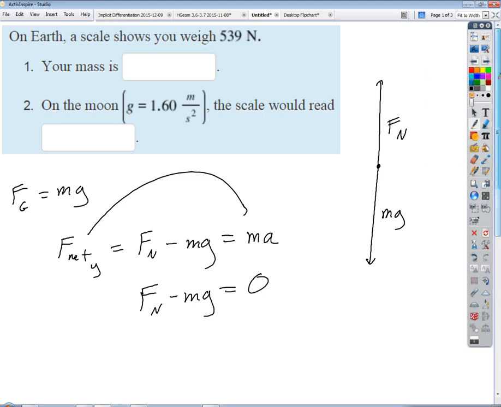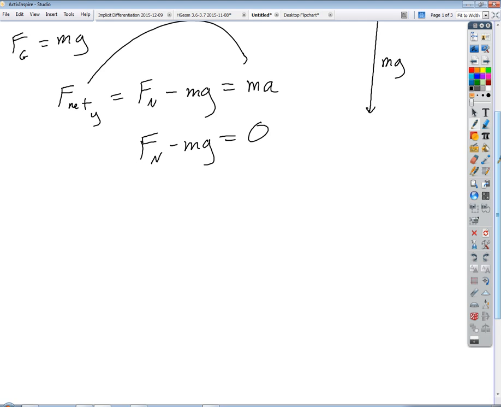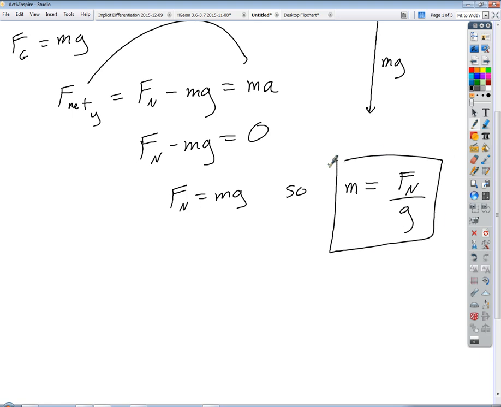And so if I solve this thing for normal force, what do I get? Normal force equals mg, right? If I just add mg to the other side. So what if I want to solve for m? I want to find my mass. What do I do to solve for m? Divide by g. Good. So I could also say then that m equals weight, well, normal force, what the scale is reading, right? The scale reading divided by g gives me my mass, as long as I'm at rest, right?